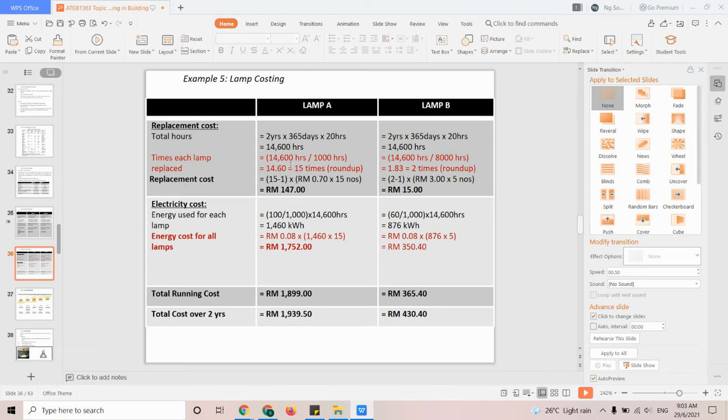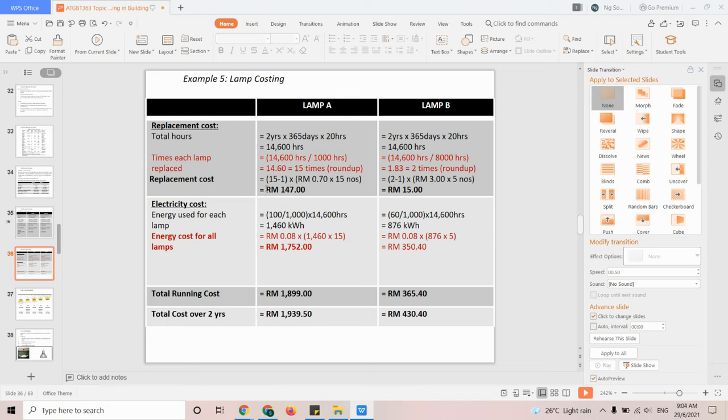So this value here, we also still have to round up if you get it in decimal. We cannot round it down, because if you round it down, that means during the final time frame of the 2 years, you actually do not have a light. So in this case, always round it up if you have a decimal.